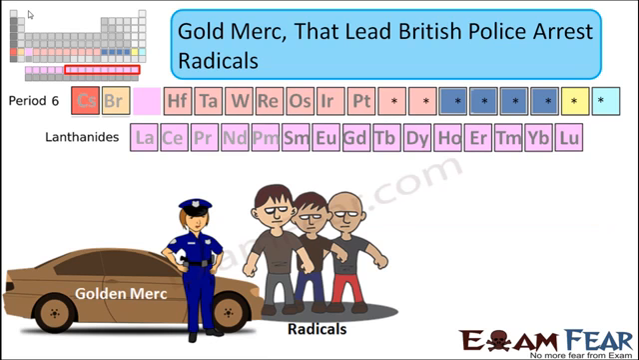Finally, the last set of elements of period 6. We see on the screen a golden Mercedes and a police officer who is arresting the radicals, some two or three radicals, which are people with some kind of negative thought in the society. So the memory tip here would be: gold murk that led British police arrest radicals.